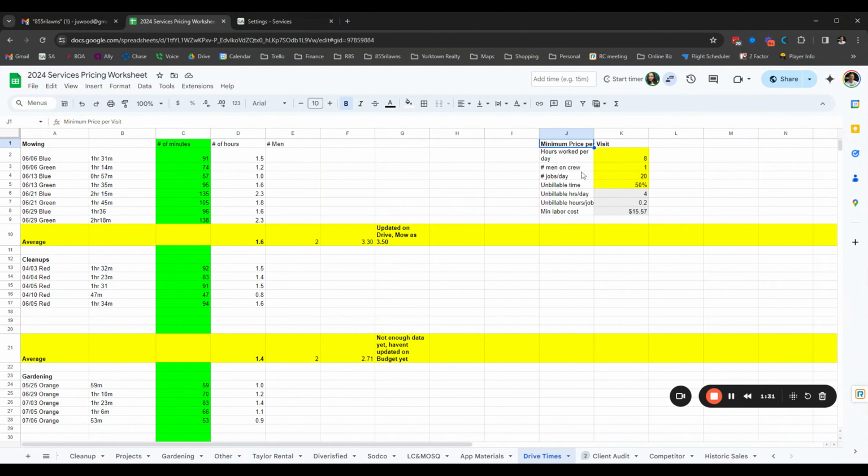So what should be your minimum price per visit? In this quick calculator here, you can put in the hours worked per day. So maybe an 8-hour day, maybe a 2-man crew, and the number of jobs you're going to produce in a day. This is how we're going to divide up the unbillable time. So if you do 10 jobs, obviously there's more time per unbillable job than if you do 20. So maybe a mow crew would be doing 20 jobs in a day.